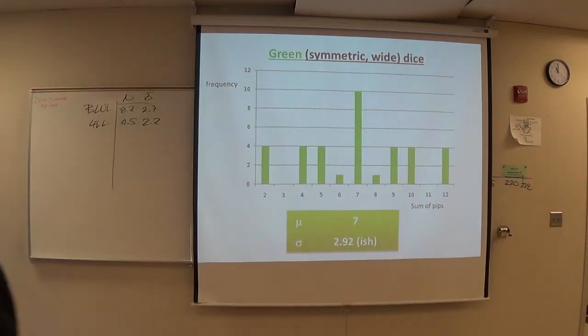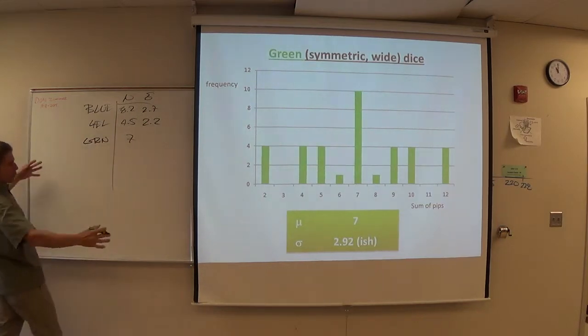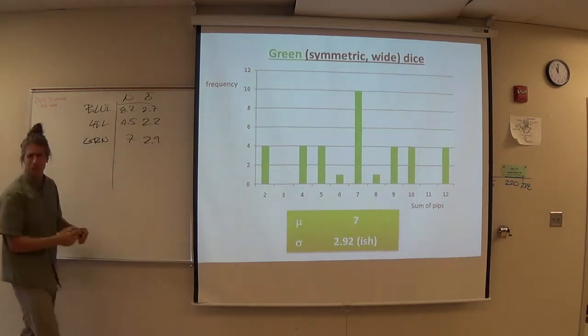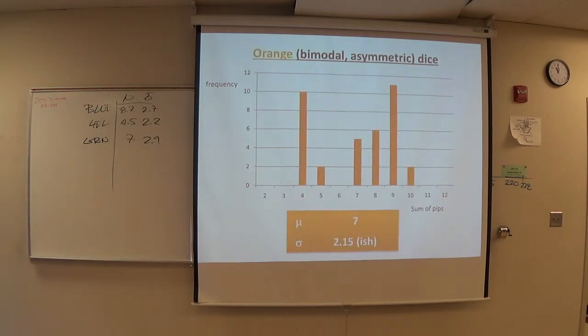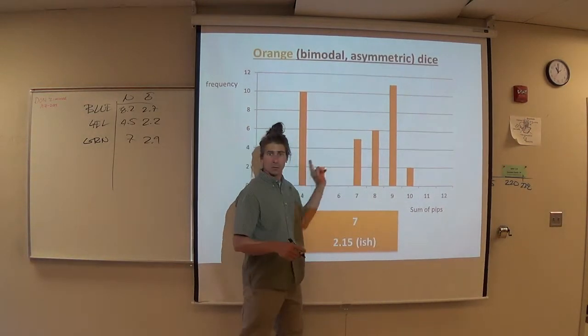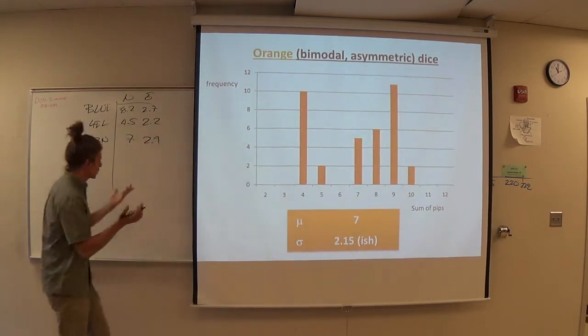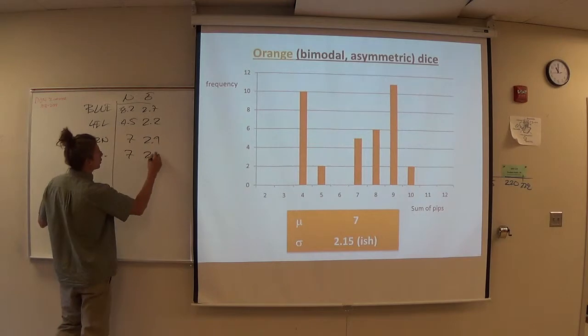Green had an average dead center 7, yeah? And a pretty wide plus or minus 2.9 because there's so much stuff in the tails there, yeah? Orange, bimodal, super fun, with an average of 7, which is kind of fun to talk about, the average being 7 when the modes are nowhere near 7. I kind of like that about it just because it's so freakish. So this is orange, and a plus or minus of 2.2-ish.